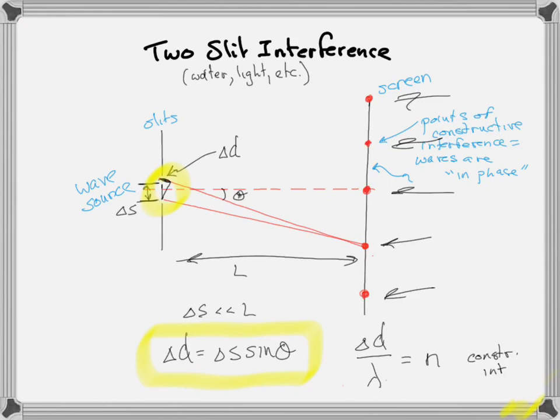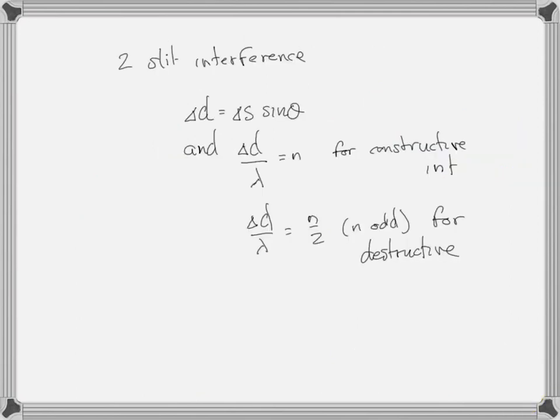What about the points of destructive interference? For the points of destructive interference, you can do the exact same geometry, there's nothing different, and show that delta D over lambda must equal n over 2. So n over 2 for destructive interference. Hopefully that makes some sense the way I wrote it, but let me rewrite it on the next page.